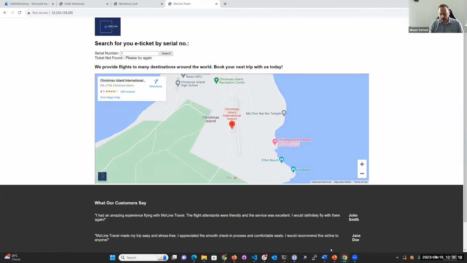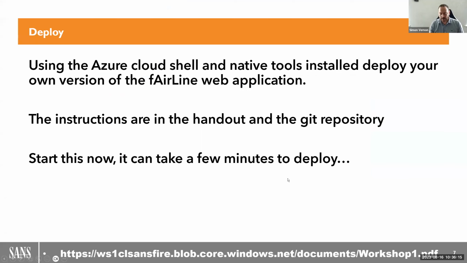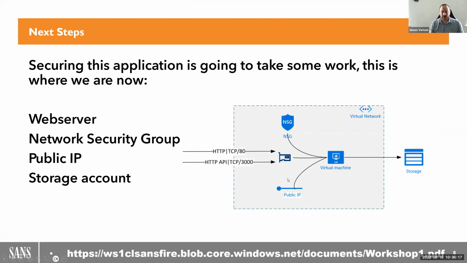So let's just jump back to our PowerPoint for the moment. So we now have this web application set up. It's laid out in a pretty basic way. We've got a web server, we've got a network security group that's providing some basic layer 3, layer 4 firewalling rules, TCP, so IP and protocol level.